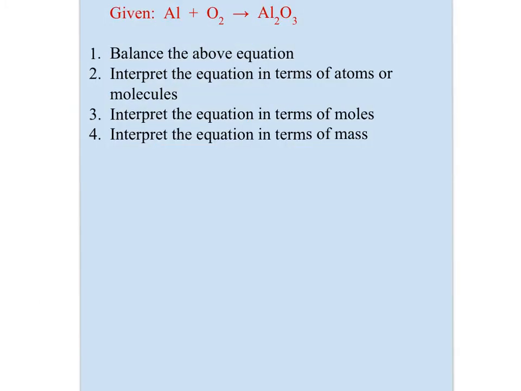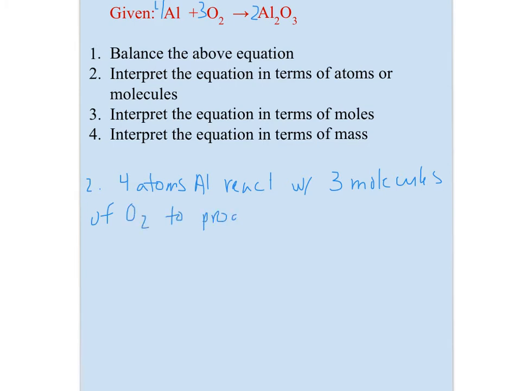So given this equation, when I interpreted this in terms of atoms or molecules, remember I balanced it with a 4, a 3, and a 2. And in terms of atoms, I would say 4 atoms of aluminum react with 3 molecules of oxygen, and you can write the names out for these compounds if you want, to produce 2 formula units of aluminum oxide.